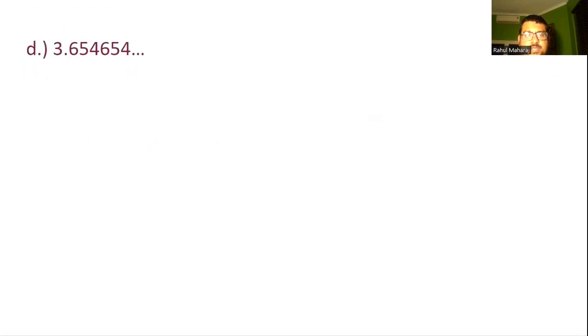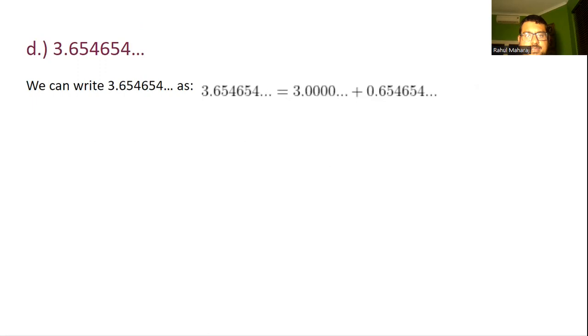In D, we have 3.654 recurring, so we can write it as 3 plus 0.654654 recurring. So now we want to find what this decimal 0.654654 is. So what we do is we let our x be 0.654654. We call it equation 1.